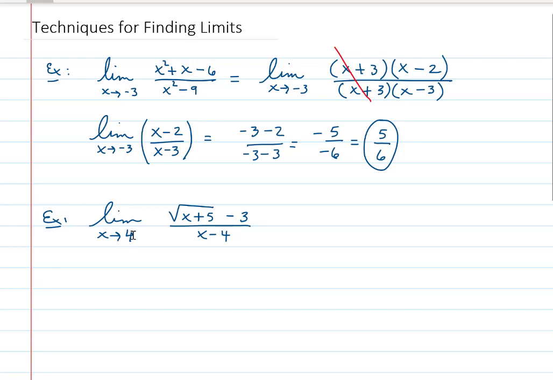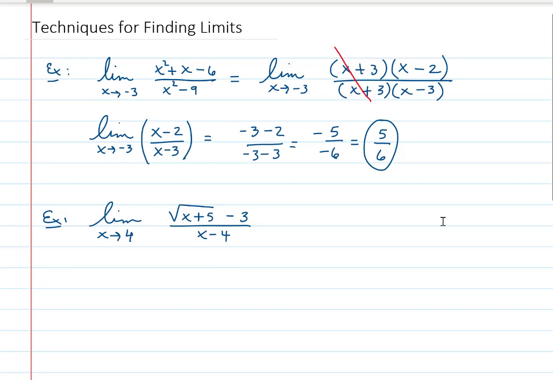So notice here, if I try to do this by direct substitution, when I plug in the 4 in here, I get 4 plus 5 is 9, square root of 9 is 3, minus 3 is 0, and then I also get 0 on the bottom. So again, that gives me 0 over 0, that indeterminate form. It's called indeterminate, guys, because it leads me to no conclusion. It's not a number, it's undefined, it's indeterminate, but it doesn't tell me whether the limit exists or not. We have to investigate further to determine the limit here, if there is a limit.